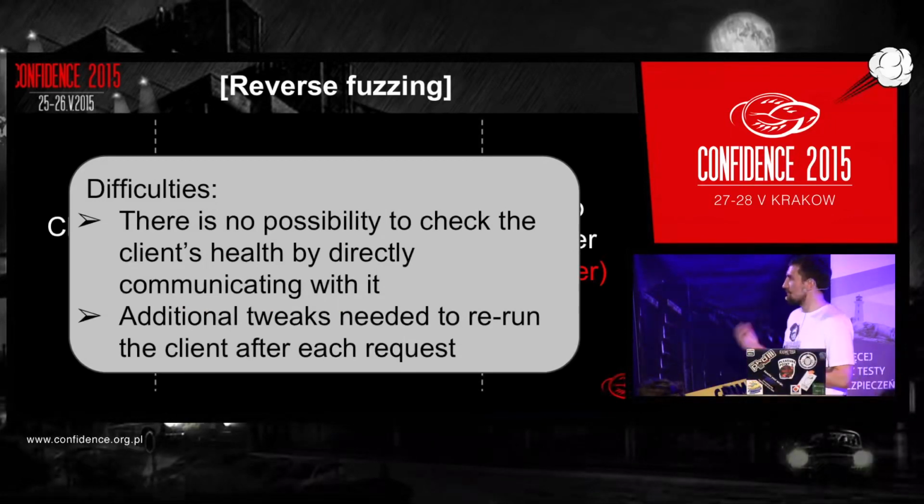The first difficulty is how to check the client's health without directly communicating with it. There are some methods, which we will discuss later. And the second difficulty is that we need to rerun the clients after each successful request, so they may send another request, and another request.